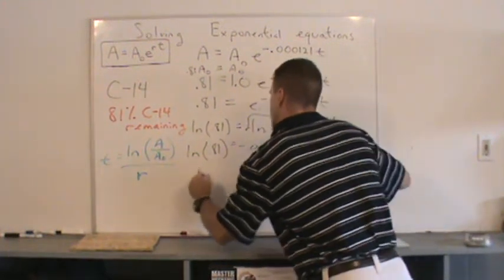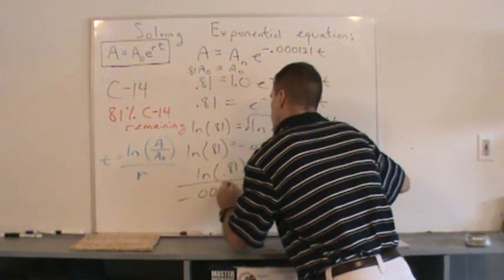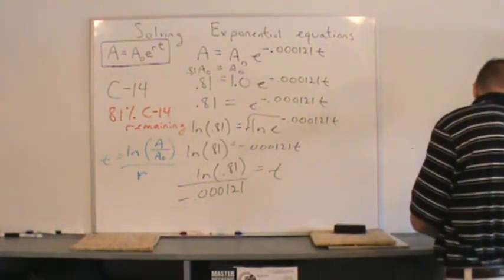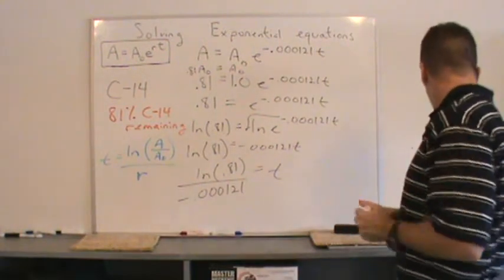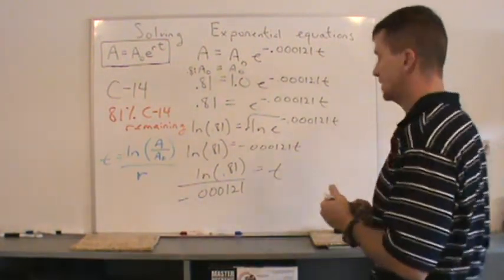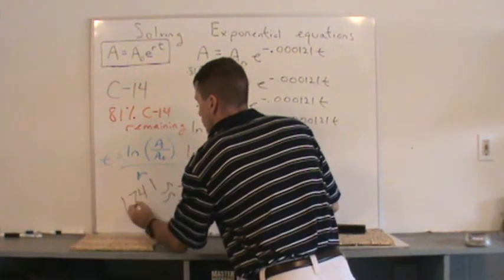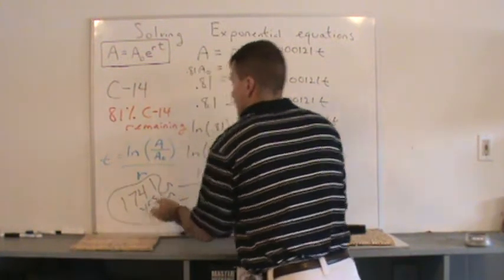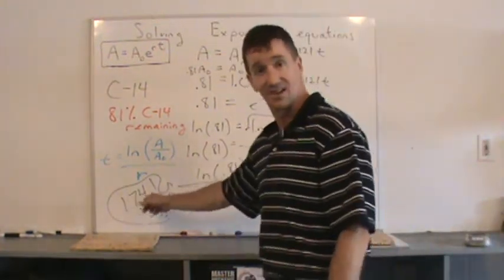And your last step, divide this number on both sides. So t equals the natural log of 0.81 divided by negative 0.000121. And I'll hit that on the calculator. So the natural log of 0.81 divided by negative 0.000121 comes out to be about 1,741 years. 1,741 years ago. That's when that artifact was placed there. That's the age of this artifact, right?